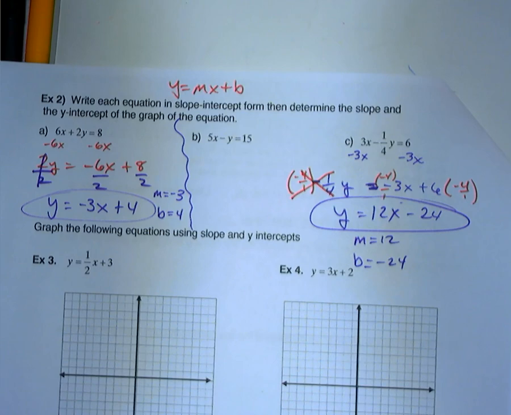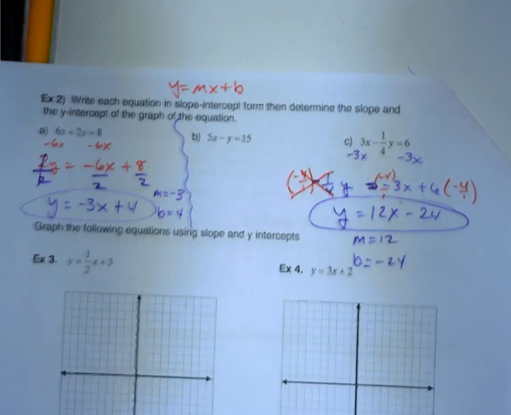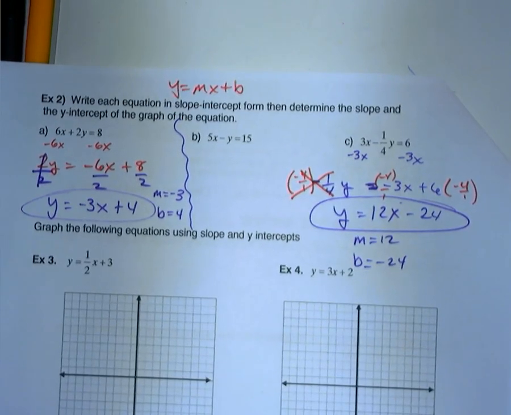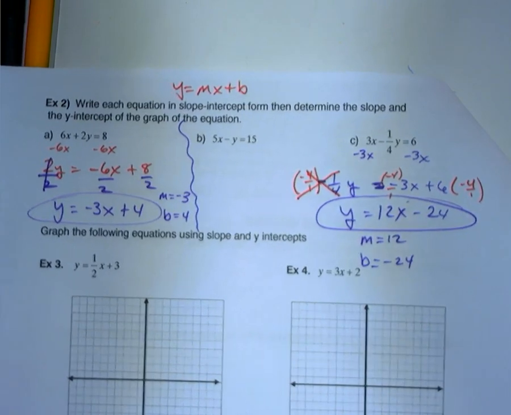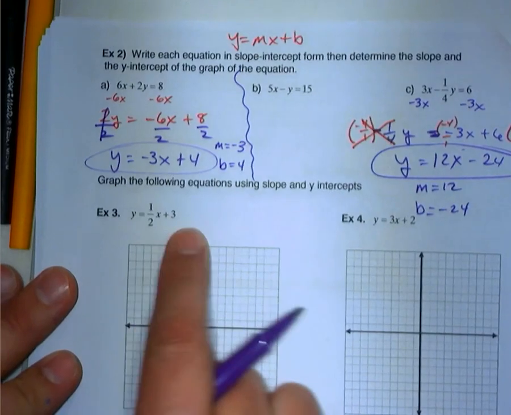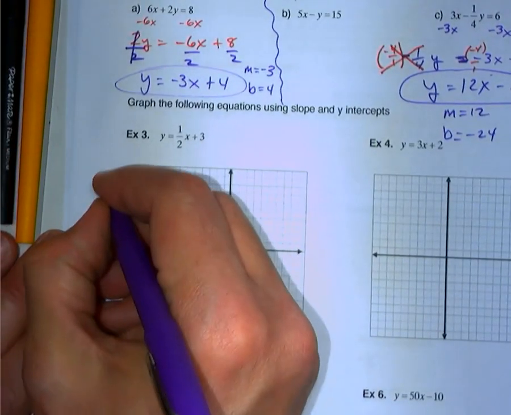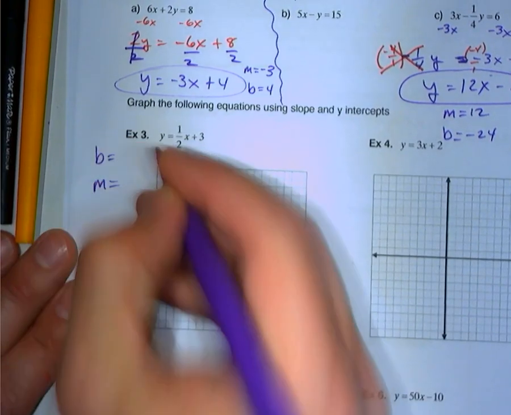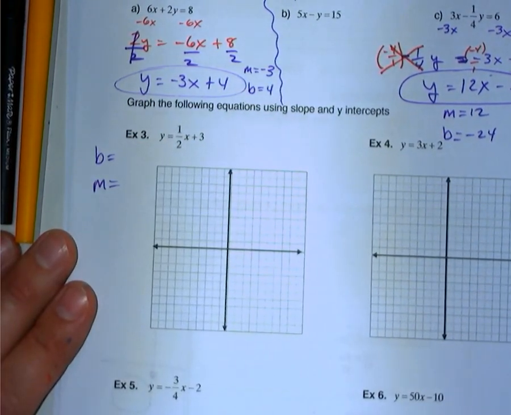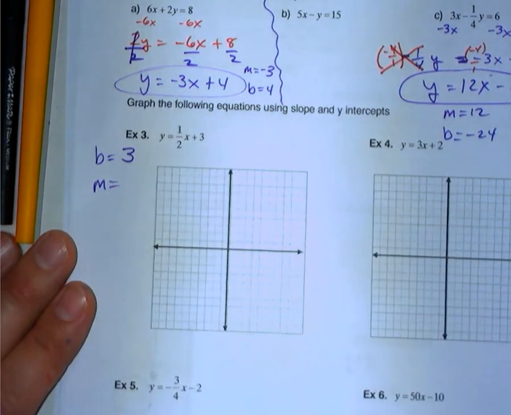Okay. Now, why do we care about m and b? Because this makes it so easy to graph, guys. So when we're looking at examples 3, 4, 5, and 6, we want it to look like y equals mx plus b so we can graph it. Okay, so here we go. I've got y equals 1/2 x plus 3. Off to the side, I want m and b. First off, what's b? B is 3. That's what we do first.